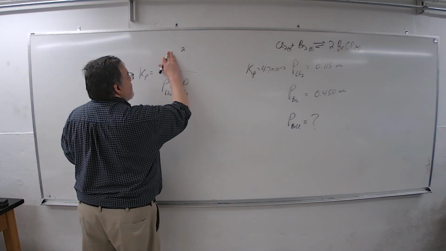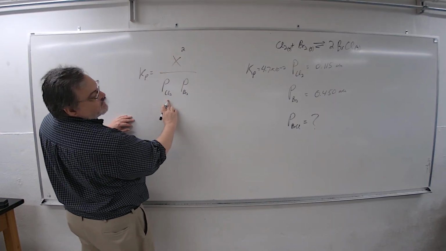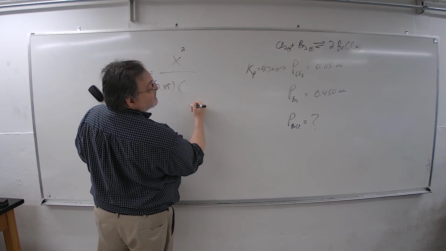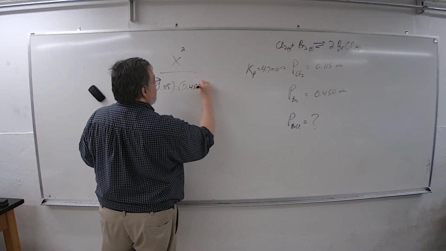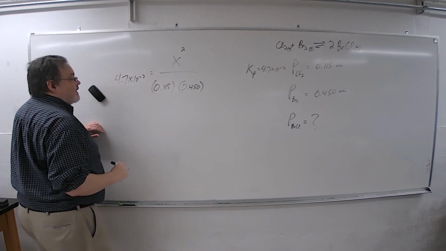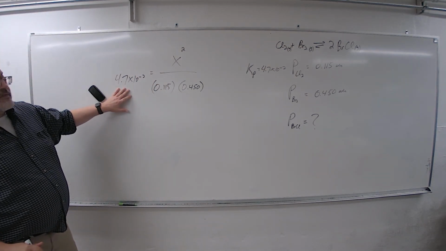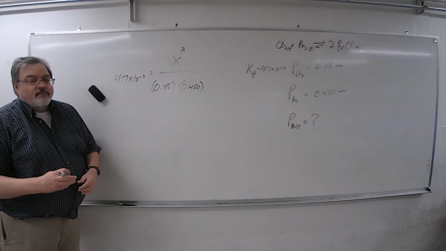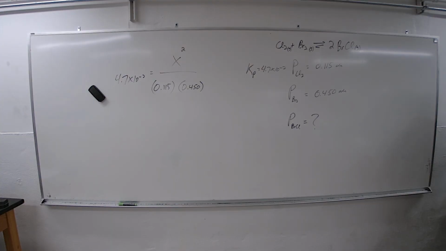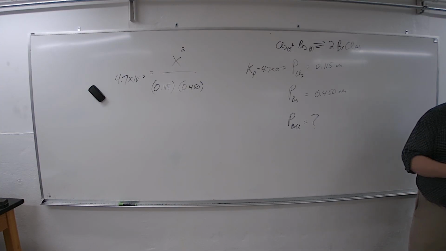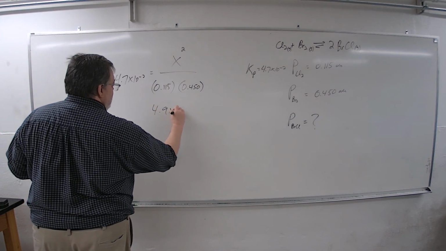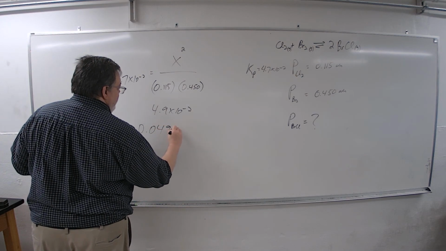So this one's going to be, again, x squared, Cl2 is 115, Br2 was 450, Kp is 4.7 times 10 to the negative 2, and again, it's this times this, find the square root. Yeah. Yeah, 493.